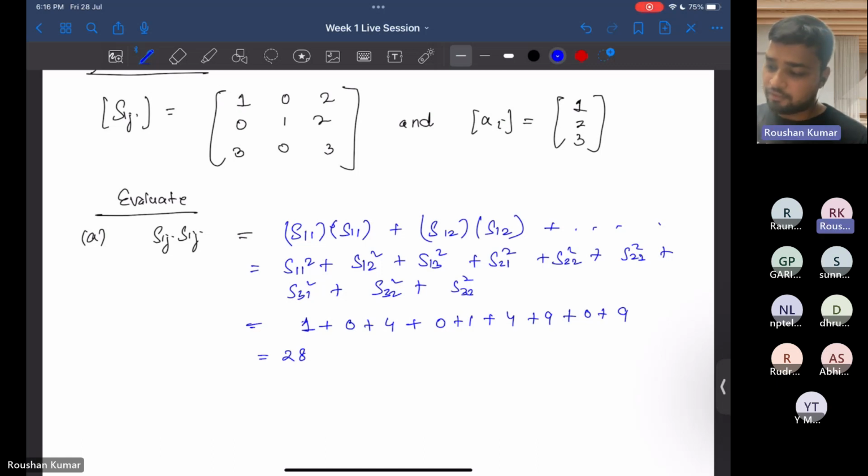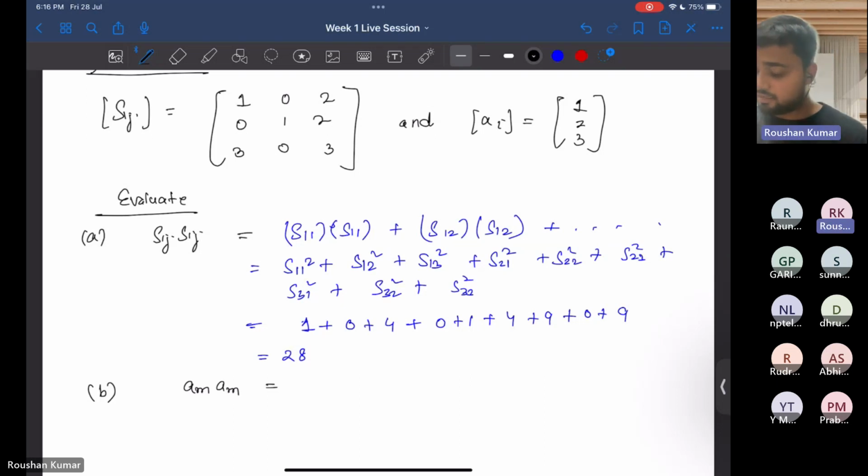The next question is, suppose I want to find out A_m A_m. Here also m is repeating twice. We know that any index repeating twice is a dummy or repeating index, so it also indicates summation over m. That means a1 square plus a2 square plus a3 square, which is nothing but, if you take the square of the vector components, 1 square plus 2 square plus 3 square, that is 14. So this comes out to be 14.